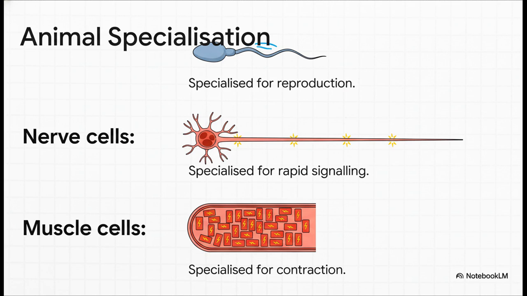Now, in your exam, you will almost certainly be asked about examples just like these. You'll need to explain how a sperm cell's tail helps it swim, or how a nerve cell's long shape helps it send signals really quickly, or why muscle cells are just jam-packed with mitochondria for the energy they need to contract. It is always about linking that structure to its function.